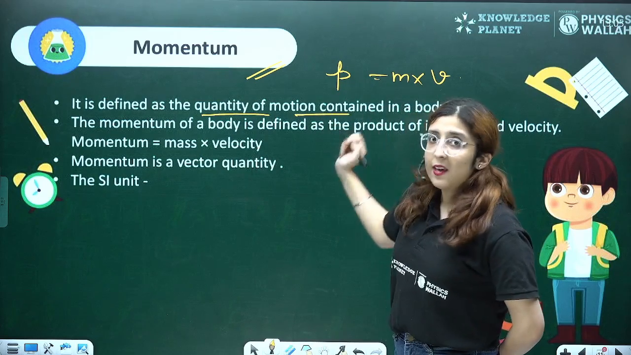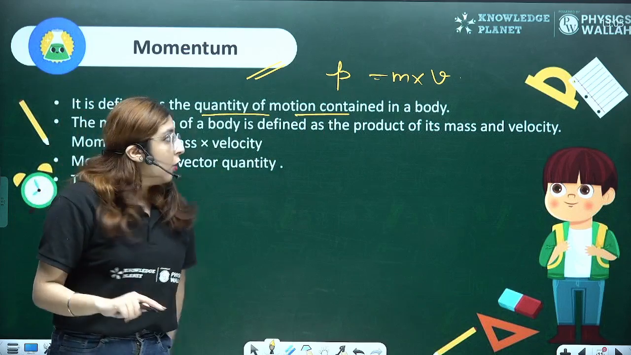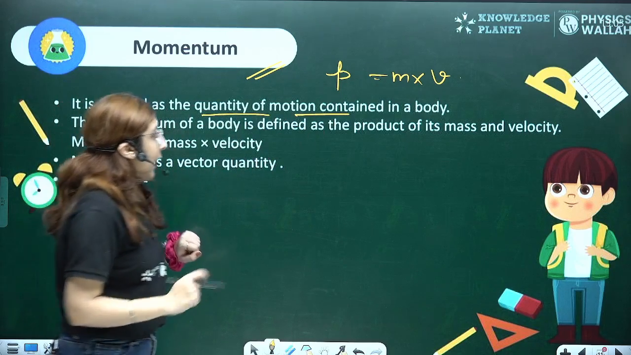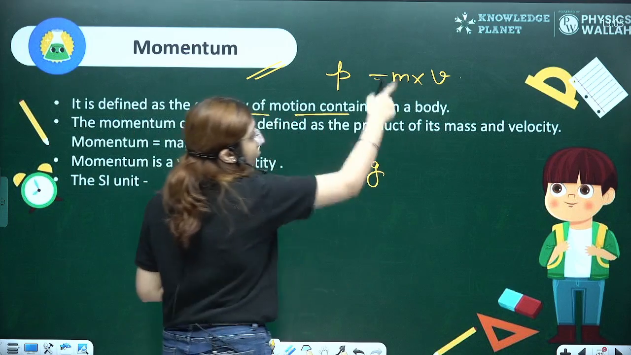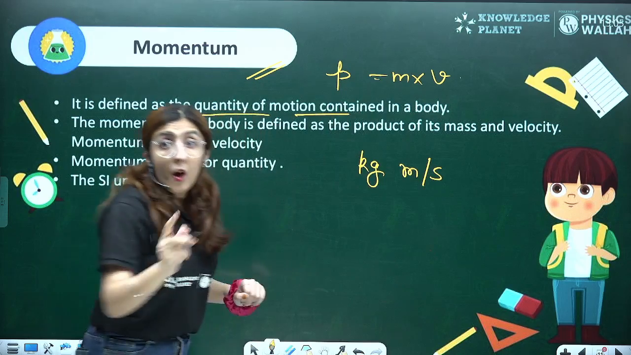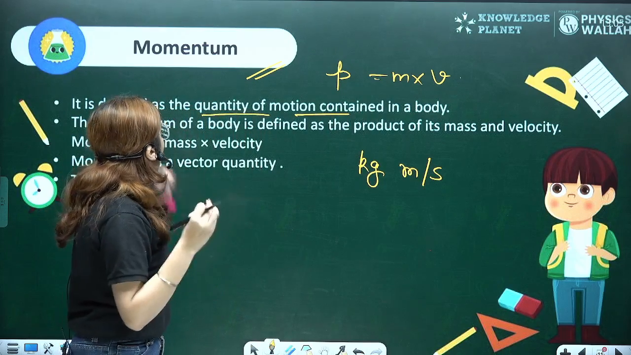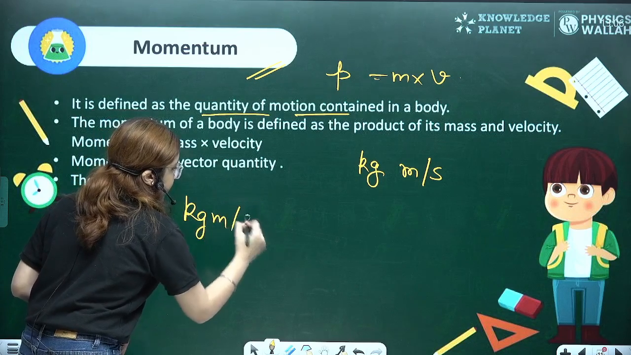For momentum, the symbol is P, and in order to find momentum, you require mass and velocity. It is the product of mass and the velocity of the body. So momentum is the quantity, how much quantitative motion will be there in the body. Small p is the symbol. Now, the product of mass and velocity. What is the SI unit of mass? kg. What is the SI unit of velocity? Meter per second. So the SI unit of momentum will be kg meter per second.